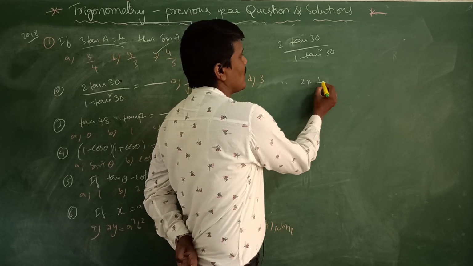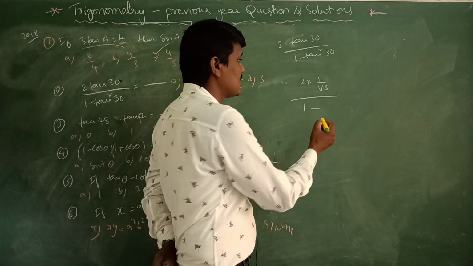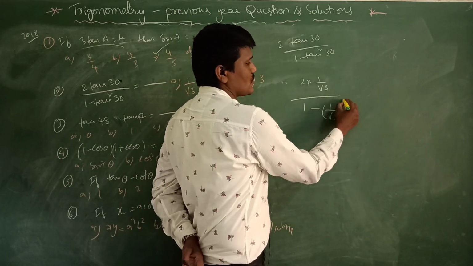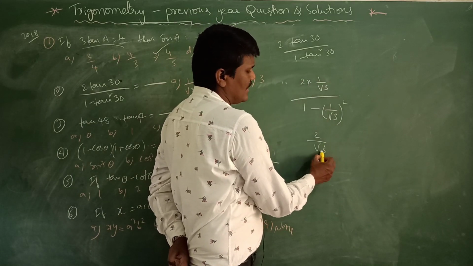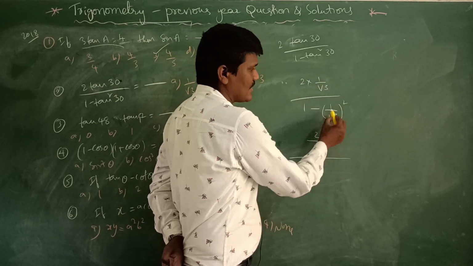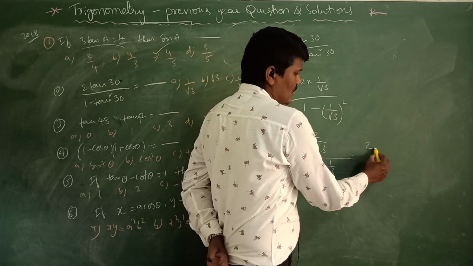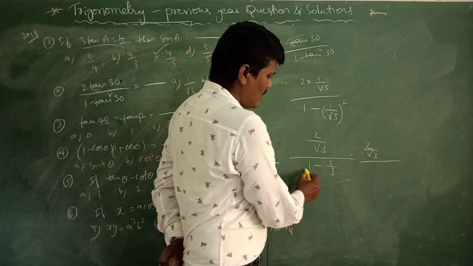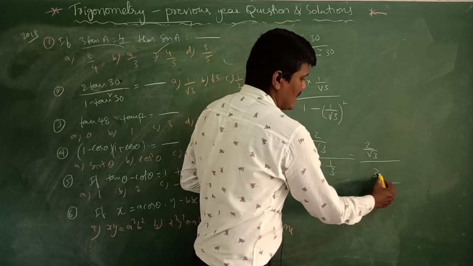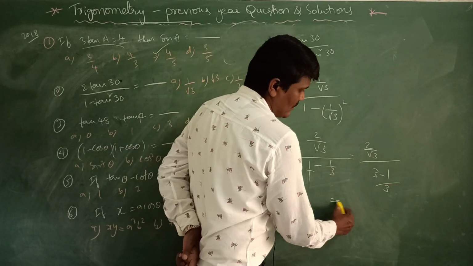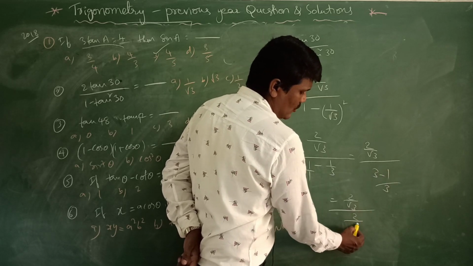That means 2 into 1 by root 3, divided by 1 minus tan 30 square, which is 1 by root 3 whole square. That is 2 by root 3 divided by 1 minus 1 by 3. Now the numerator is 2 by root 3 and the denominator you can take LCM as 3, then 3 minus 1. So the answer will be 2 by root 3 divided by 3 minus 1, which is 2 by 3.